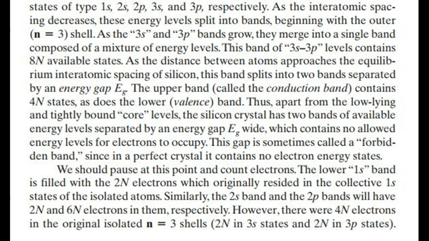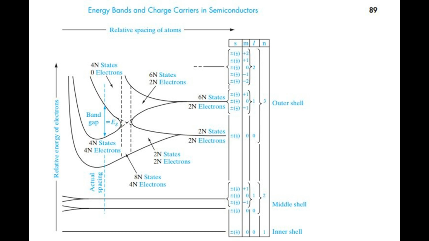We should pause at this point and count electrons. The lower 1s band is filled with the 2n electrons which originally resided in the collective 1s states of the isolated atoms. Similarly, the 2s band and the 2p bands will have 2n and 6n electrons in them, respectively. However, there were 4n electrons in the original isolated n equal 3 shells, 2n in 3s states and 2n in 3p states. Energy levels in Si as a function of interatomic spacing.